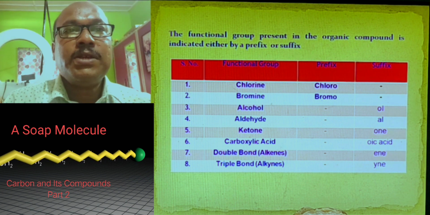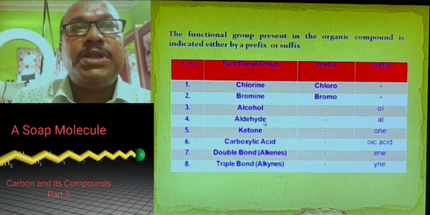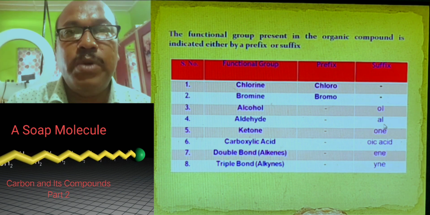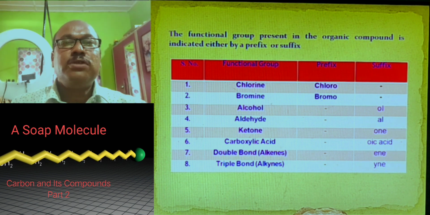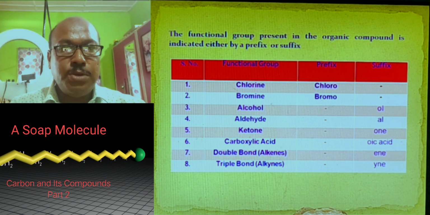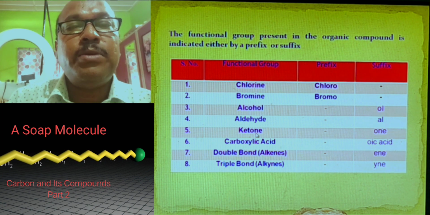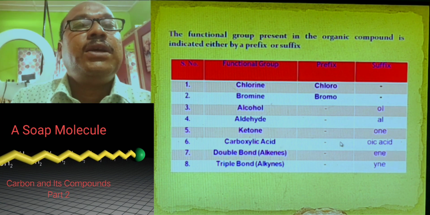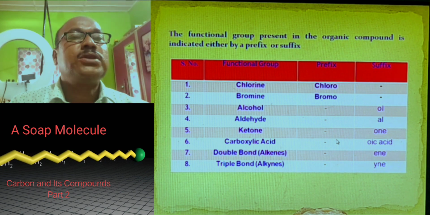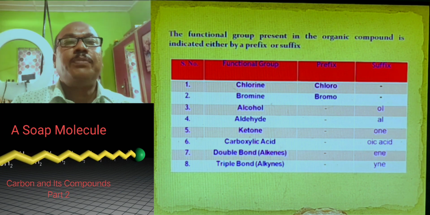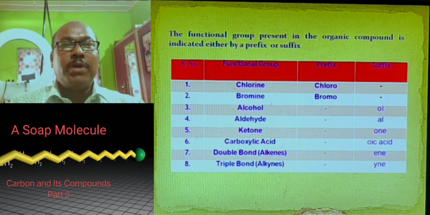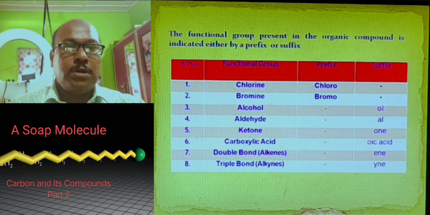Similarly, if there is an aldehyde group, CHO group, then al will come. For example, methane will change to methanal, ethane will change to ethanal, propane will be propanal, butane is butanal. Similarly, the ketone group is coming. You can see here it is the ketone group, which is the double bond CO. When that functional group is present, we will add the suffix one. For example, methane will become methanone, ethane, ethanone, propane will now be named propanone.